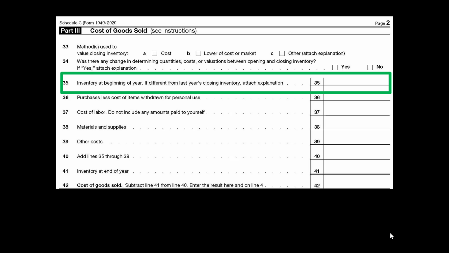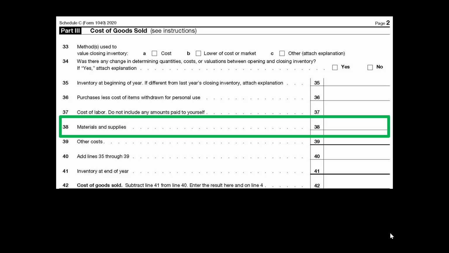Whether or not your artwork itself counts as inventory might depend on any number of factors. So here's another situation where you would probably want to talk to a professional. Materials and supplies can go on line 38. These are the raw materials that you use to make whatever it is that you're selling.